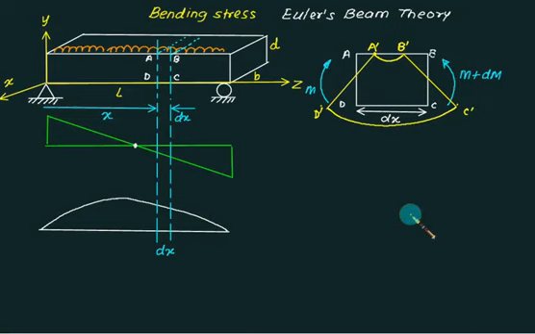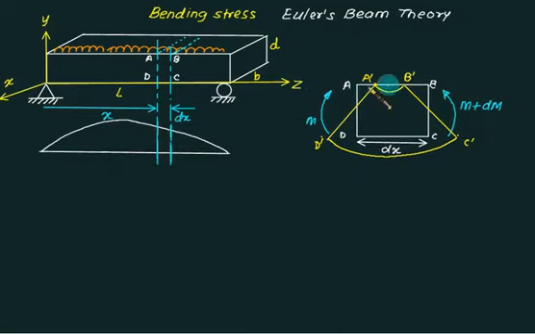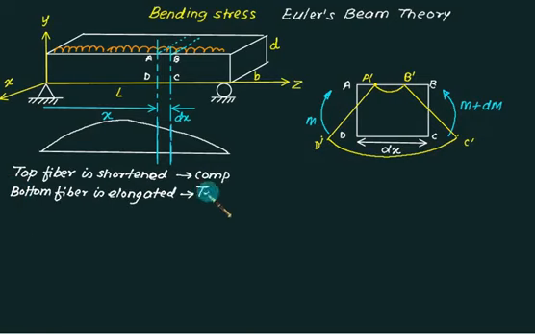Okay, so we'll take out this part and analyze again. The first observation is that the top fiber is shortened, meaning compression, and the bottom fiber is elongated, so that will be in tension. If the member length increases, it will be in tension. Here this one is my initial part. Now this member length has decreased and this member length has increased, which means there must be one fiber which neither increases nor decreases. Let's say that fiber is somewhere here.